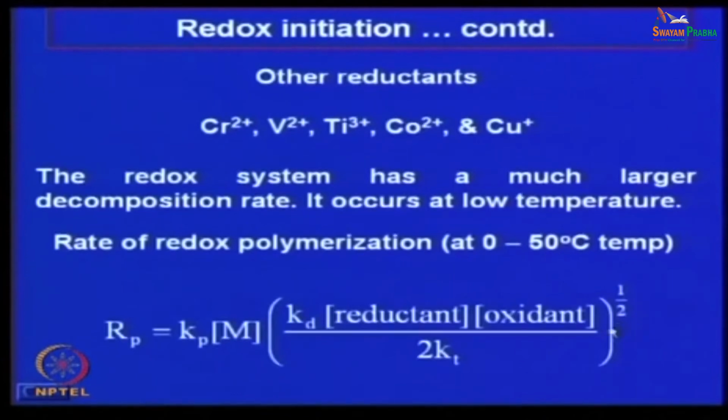You can compare the rate of polymerization using thermal initiation, as you have seen, Rp is equal to Kp M F Kd I by Kt to the power half. Here you see Kp M, the efficiency factor is not there, Kd, reductant concentration, oxidant concentration by twice Kt to the power half. Here the efficiency factor, the decomposition factor, is not included. That is the difference between that rate expression and this redox polymerization rate expression.